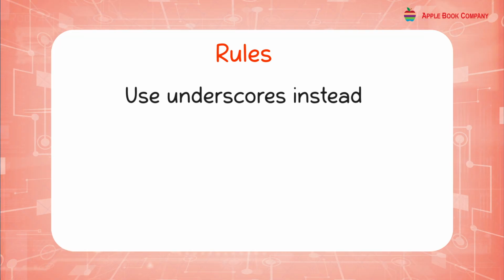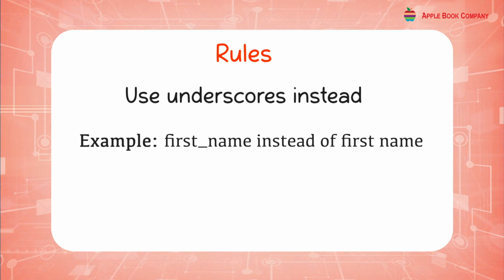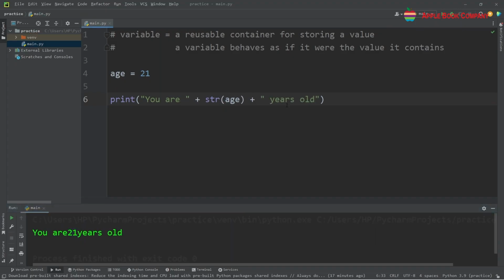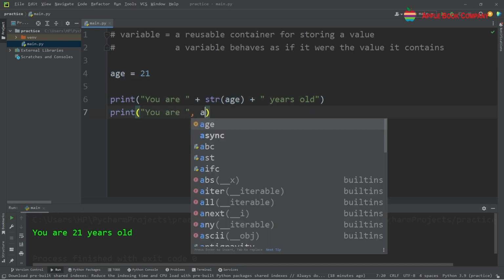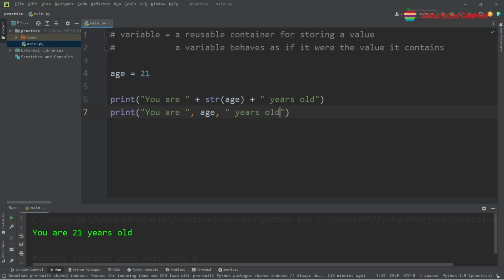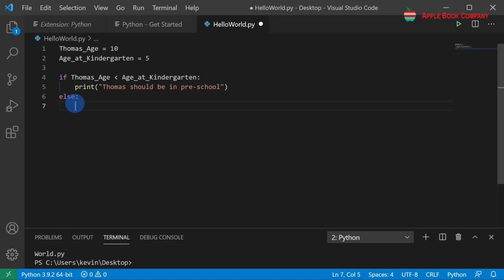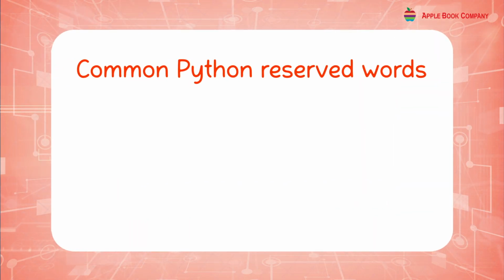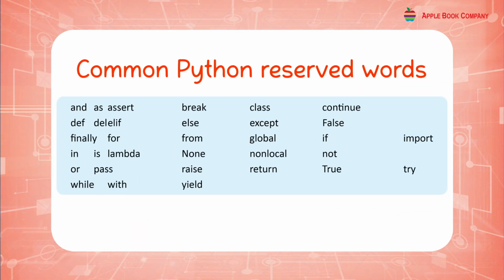Do not use spaces in variable names. Use underscores instead. Example, first_name instead of first name. Variable names are case sensitive. This means age and Age are different variables. Do not use Python reserved words as variable names. These are special words like if, else, print, etc. Here is a list of common Python reserved words displayed in the box.